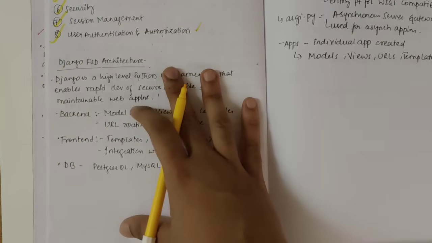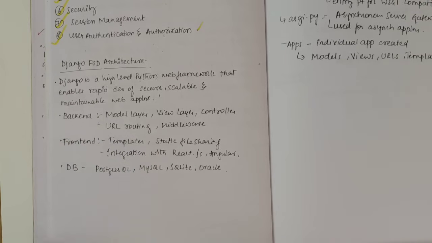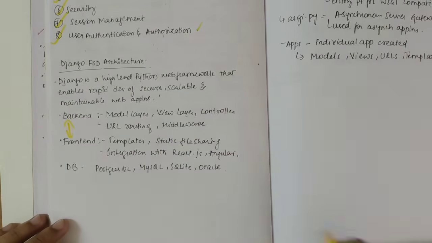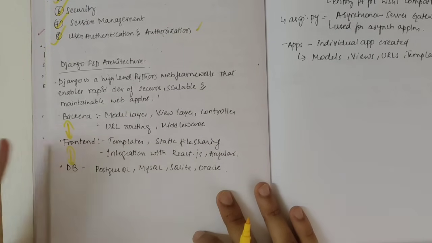So this was about the Django FSD architecture. So Django can come in the back end as well as in the front end. So it is like connecting these two, okay, as well as the database also. So this was about the Django FSD architecture.